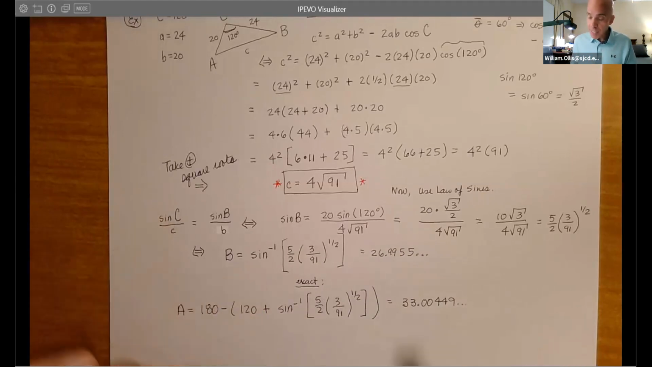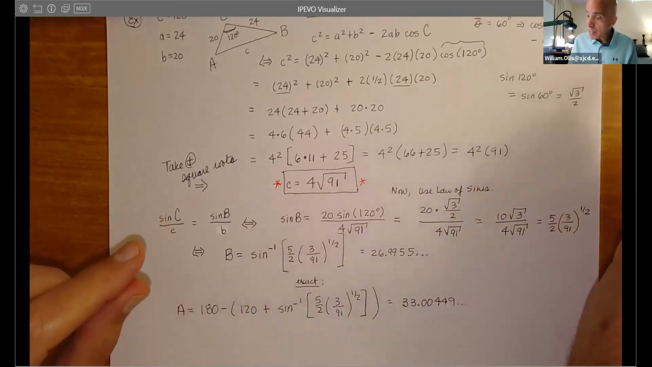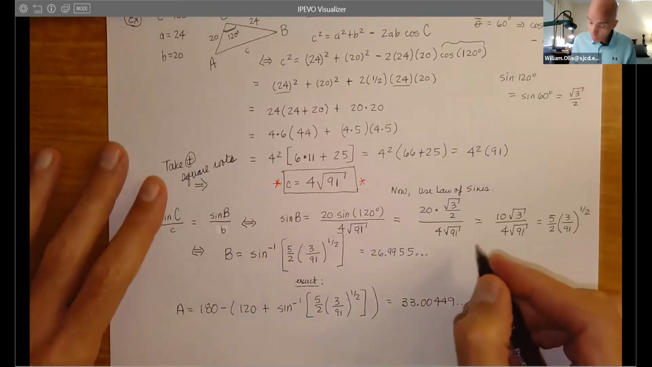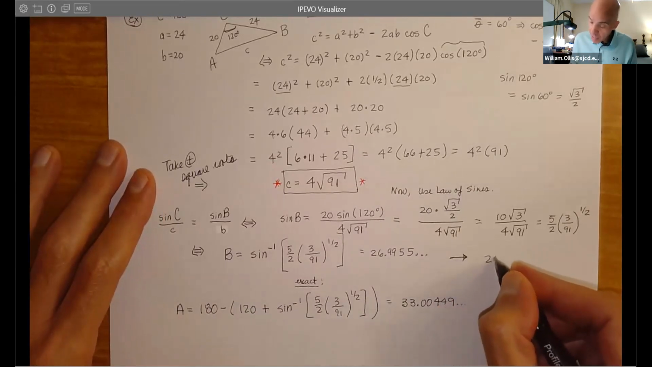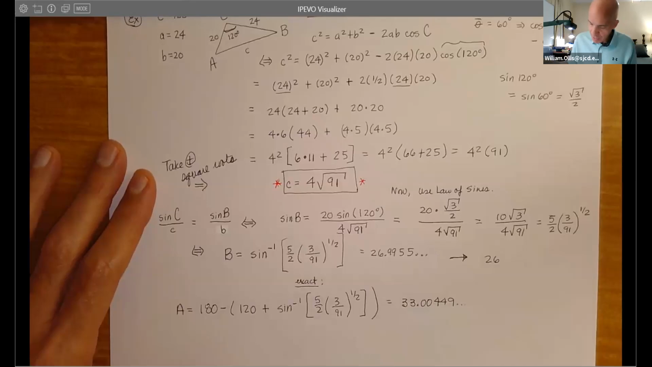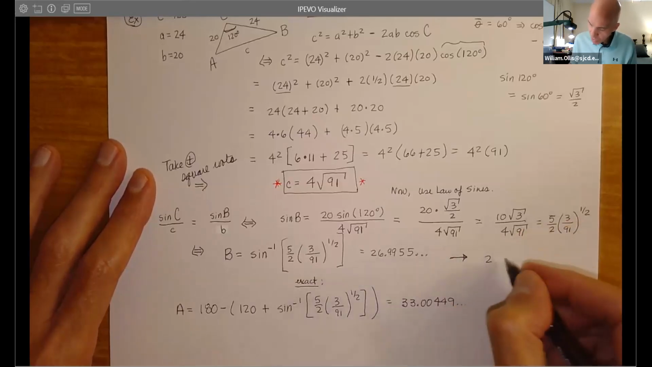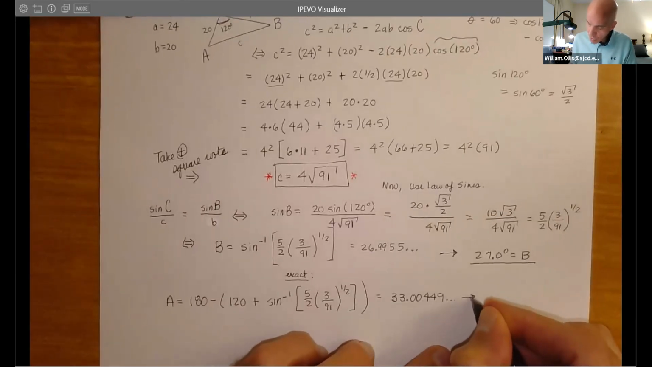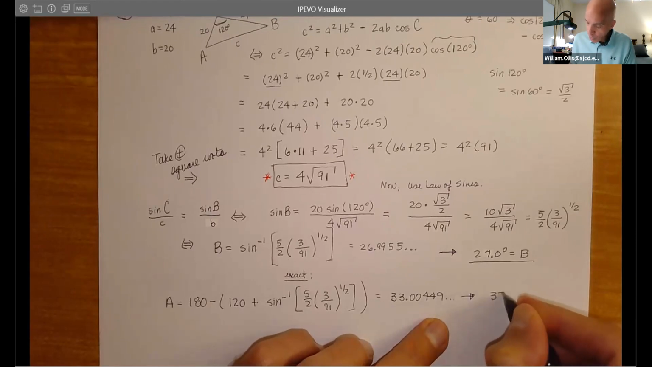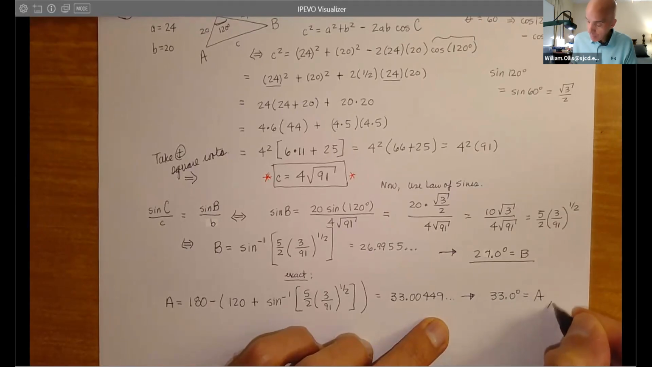And now WebAssign says in this particular case to round to 1 decimal. So in the case of B, we would have 26, well, the 6 has gone away, 27.0, because the 9 rounds up. So this would be our approximation for B. And then this to 1 decimal would be 33.0 degrees. That's our approximation for A.